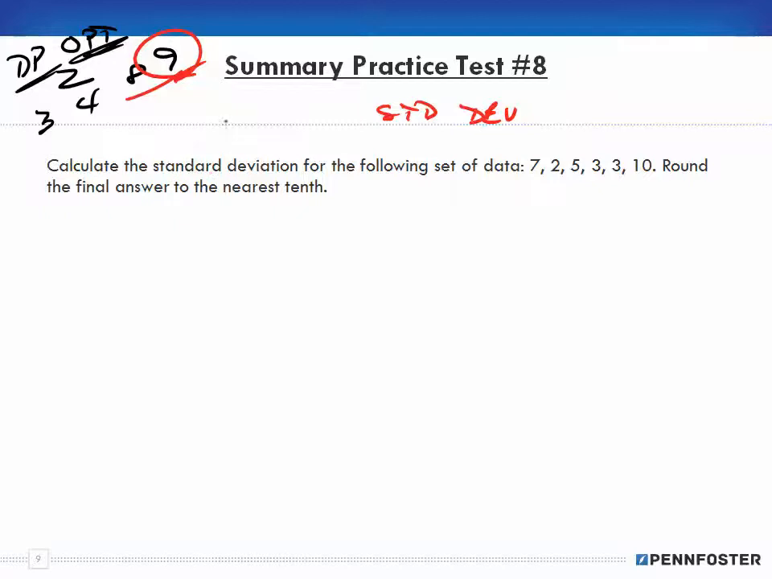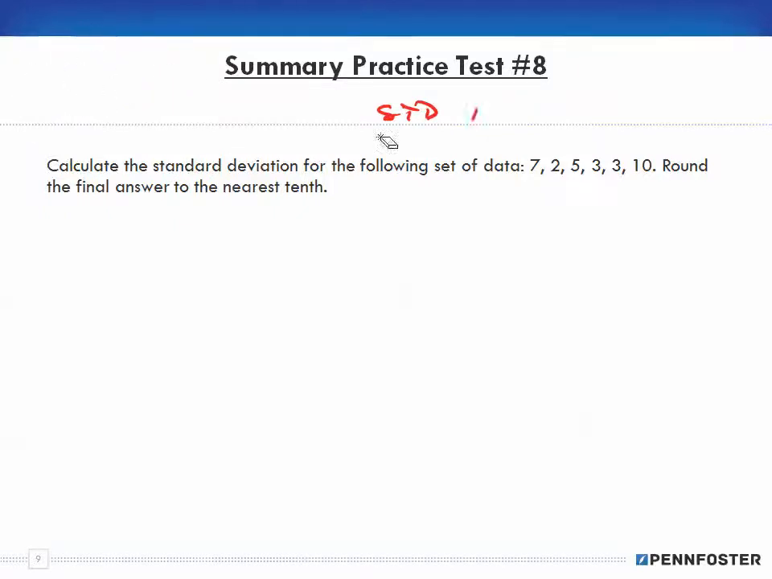Well, it just so happens in the summary practice test, that's exactly what's happening. The problem here says calculate the standard deviation for the following set of data. It doesn't tell you to calculate the mean. It's up to you to know that you have to calculate the mean in order to calculate the standard deviation. So go back and watch problem number 9, where I explain that again. But here's the actual working example of it.